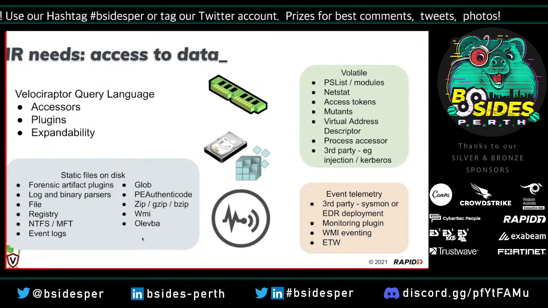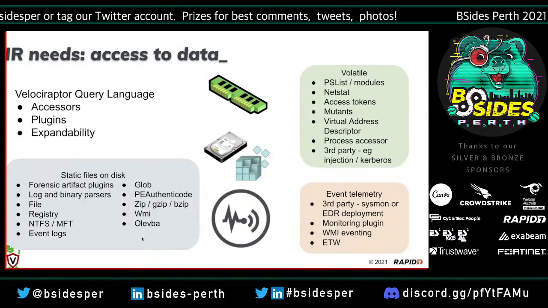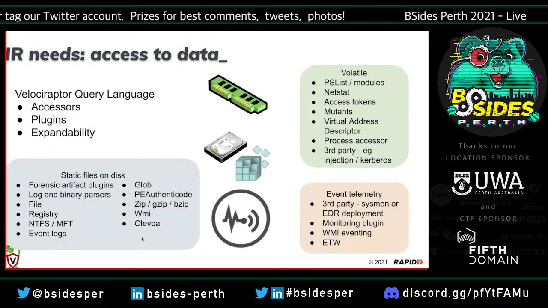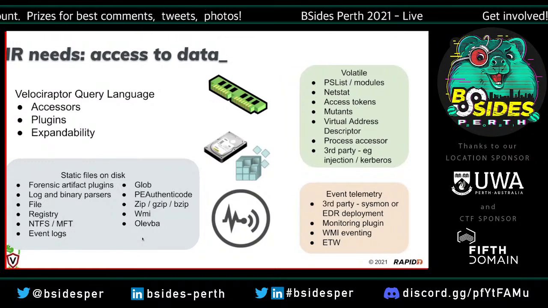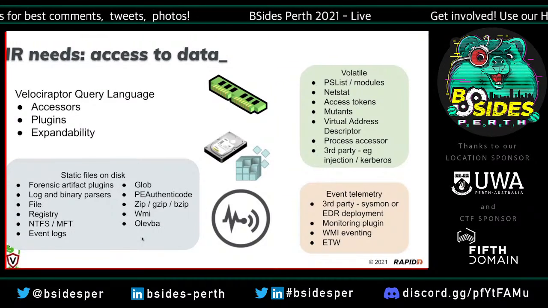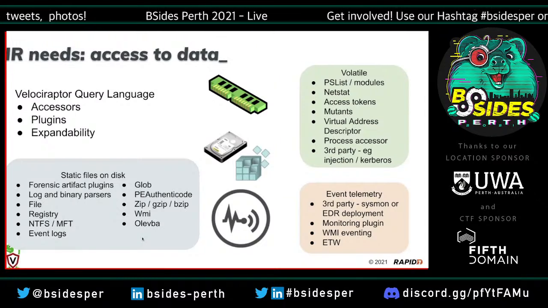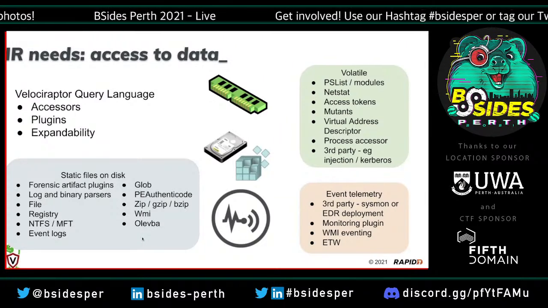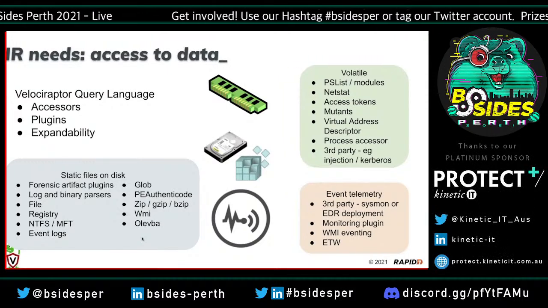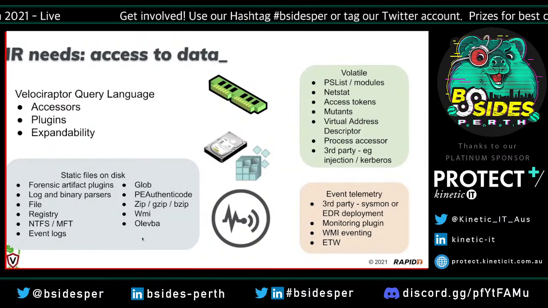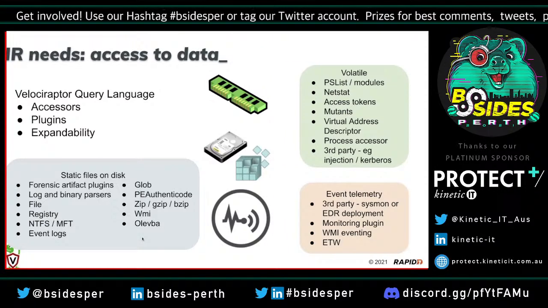Essentially, the access to data is driven by what we call accessors. And I'll use the static, the gray box, as an example here. You might have file to access the Windows API. You might have registry to access the registry. NTFS to access the raw disk system. And then for plugins, you might use those accessors to parse the event log or another forensic artifact.